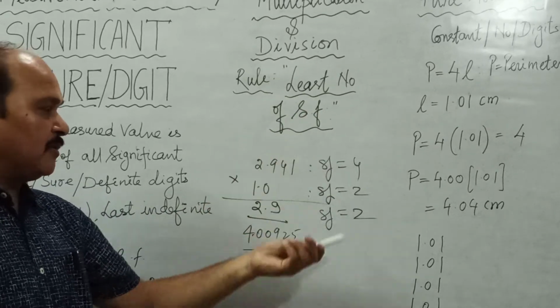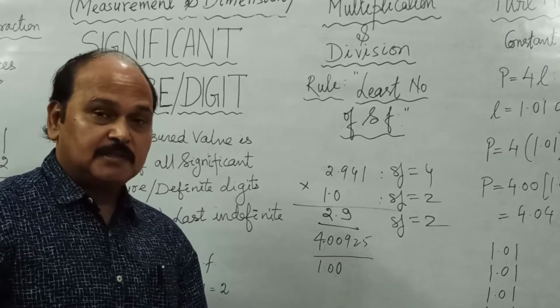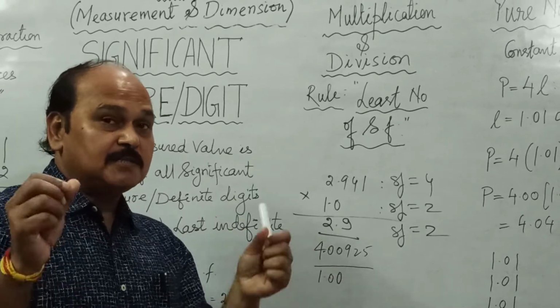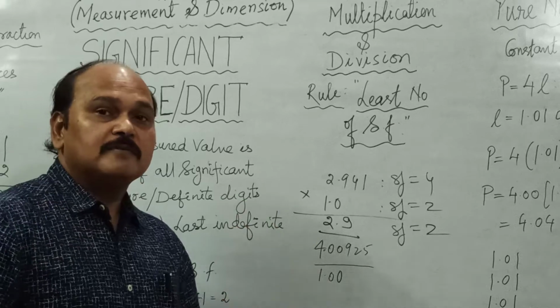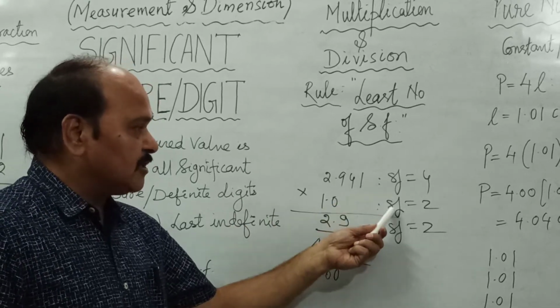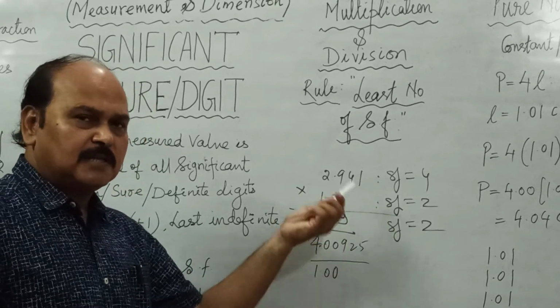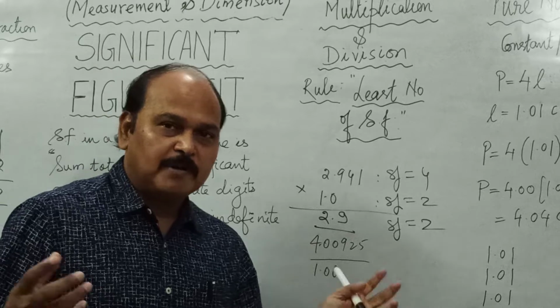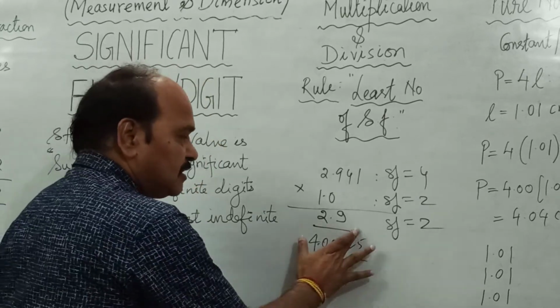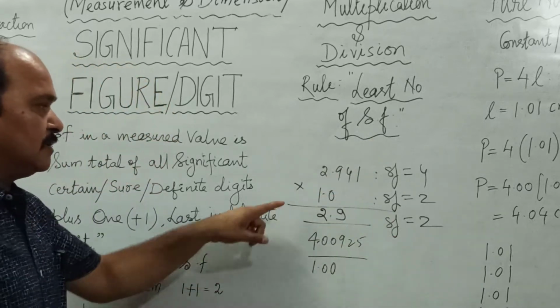So when we multiply or divide two quantities having different significant figures, meaning different accuracies, the final answer has the accuracy of the smaller one, the lesser accuracy. Whichever quantity has lesser accuracy, the same is the accuracy of the final answer. This is again very natural. When we multiply or divide two quantities with different accuracies, we cannot get a final answer with greater accuracy than the lesser of the two.